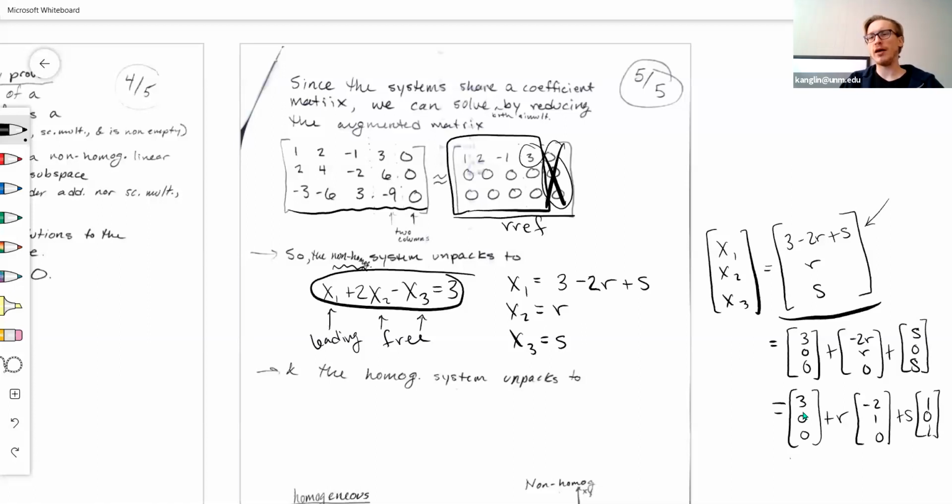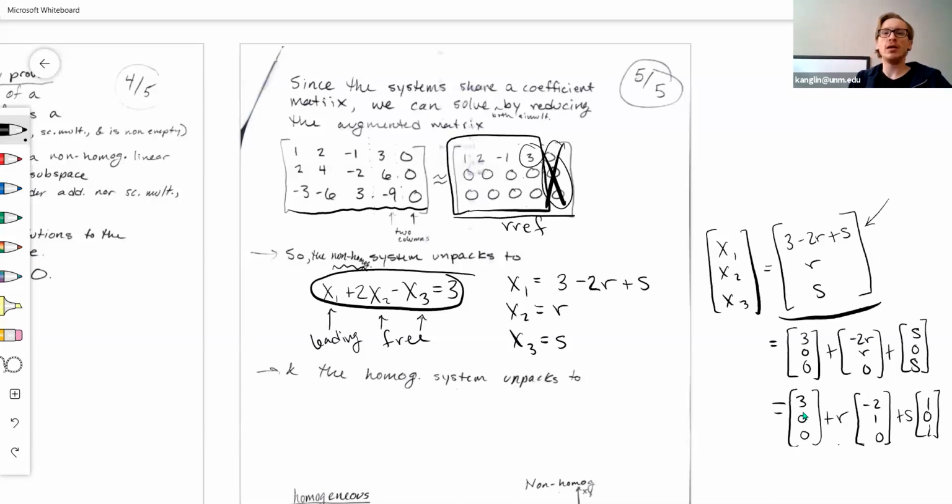So let's keep our eye on that. For now, we're going to say this is like some fixed vector plus any linear combination of (negative 2, 1, 0) and (1, 0, 1). So let's just keep our eye on that for now and go ahead and do the same process for the homogeneous system.